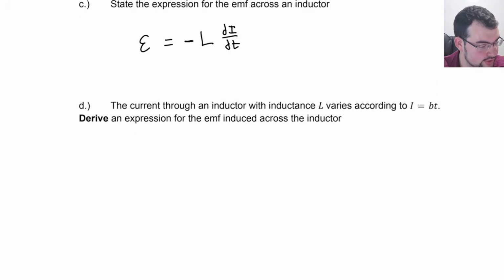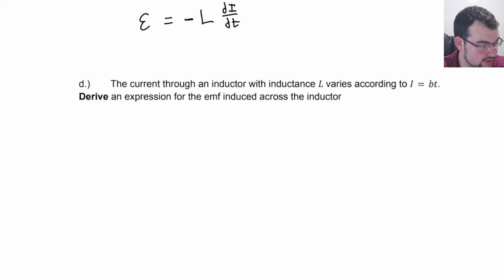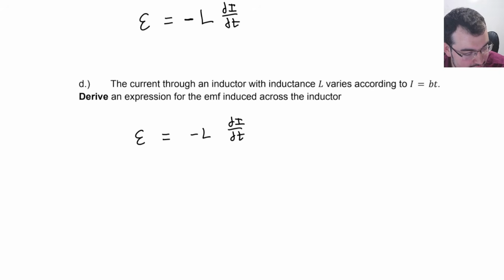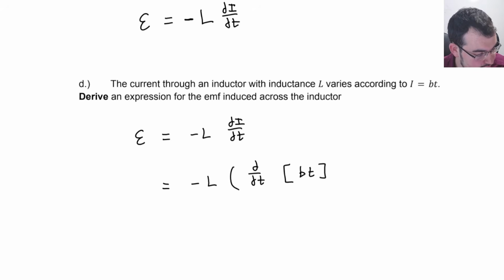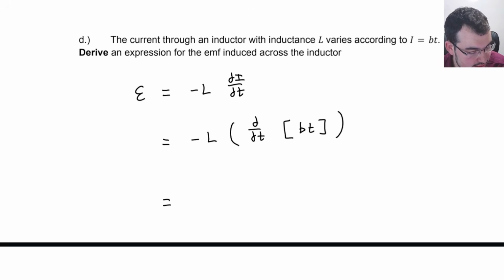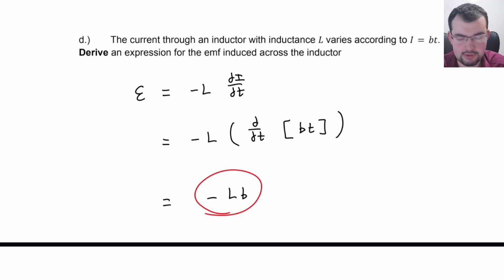A pretty standard example would just be, given some sort of current function, you have to find the EMF induced. The current through an inductor with inductance L varies according to I equals B times t. Derive an expression for the EMF induced. Well, we know that the EMF induced is just negative L di/dt, although it's very rare that this negative sign has any meaning. The inductance was L, and we're just taking the derivative of our current function, which is B times t. So we get negative L times B, or just L times B, because usually we're just asking what is the absolute value of the EMF induced. But realize this EMF is induced to try to fight the increase in current.